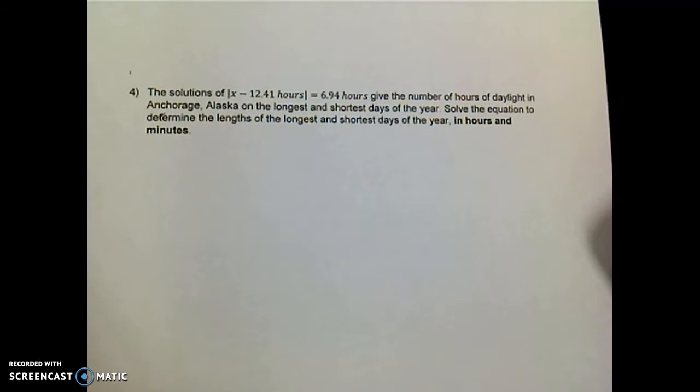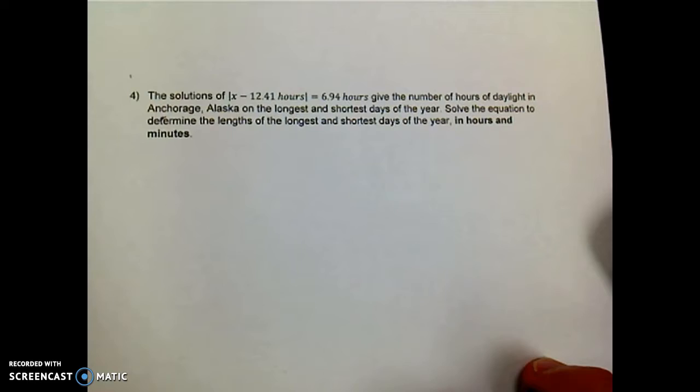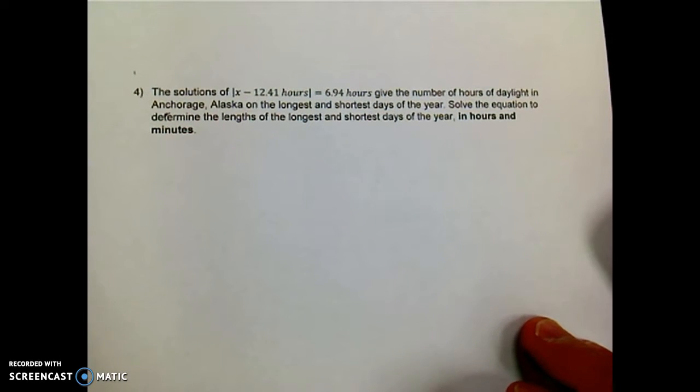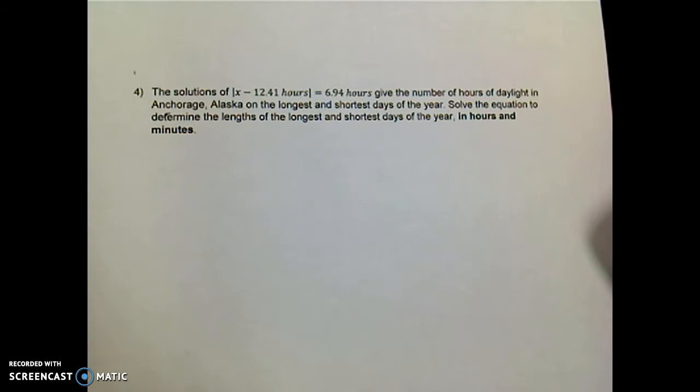Finally, let's take a look at a word problem. It's kind of an obscure word problem, not something most of us would try to solve, but it does give us an opportunity to use our skills at solving absolute value equations. The solutions of the absolute value of x minus 12.41 hours equals 6.94 hours gives the number of hours of daylight in Anchorage, Alaska on the longest and shortest days of the year. Solve this equation to determine the lengths of the longest and shortest days of the year in hours and minutes.